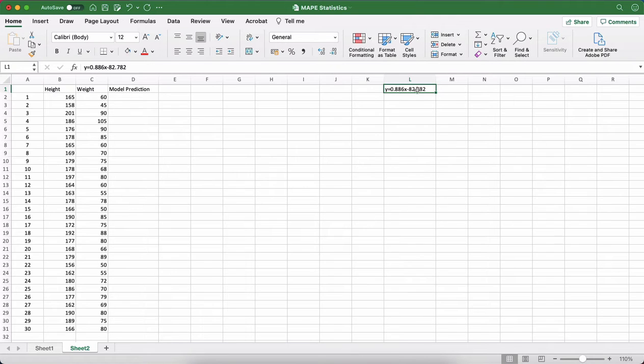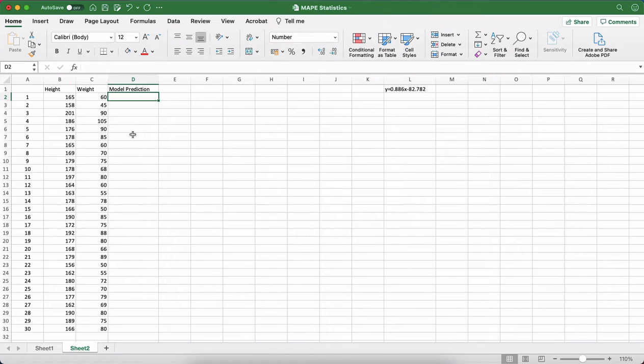So let's say the regression line is y equals 0.886x minus 82.782 here that you get from your calculator, and your variables are height, x, and y is weight. So we will use this model and type it here to find the model's prediction for each data point.